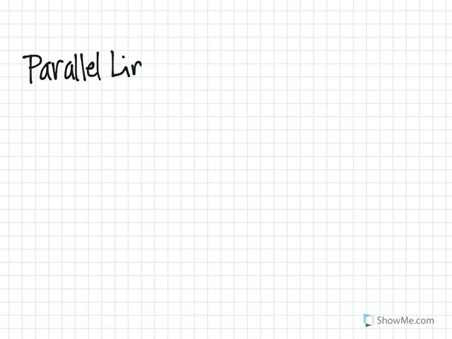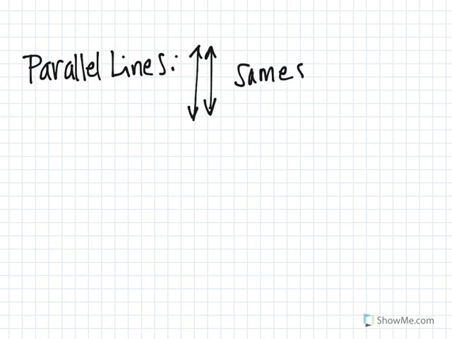Parallel lines look like this. They never intersect, and they have the same slope. So when you're writing the equation of a line that's parallel to another, you're just going to use the same slope you used in the first equation.